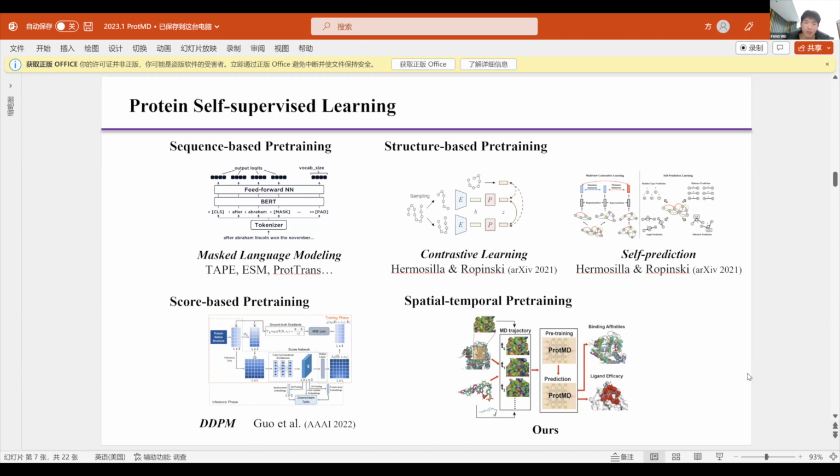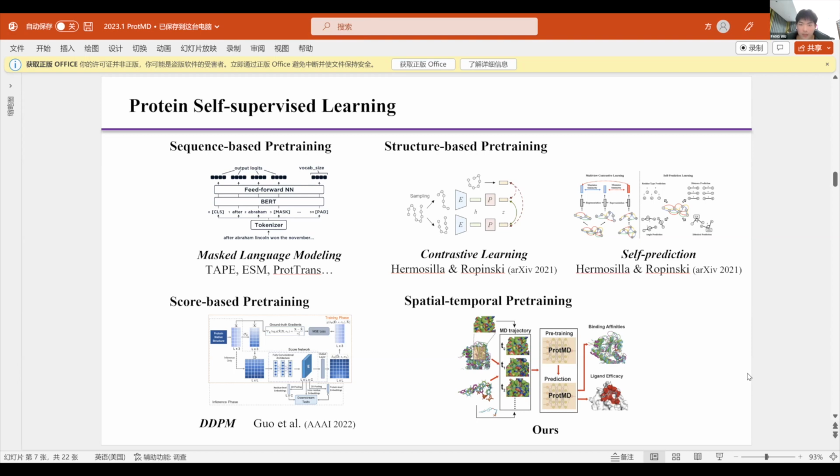So let's review some protein self-supervised learning methods. And here, like before, I classify them into sequence-based, structure-based, and some other pretraining. The sequence-based researchers can very easily borrow ideas from natural language processing, like masked language modeling. You mask one residue, and you ask the model to predict the masked one, right? And there are very famous models like TAPE, Evolutionary Scale Modeling (ESM), ProtTrans, etc.